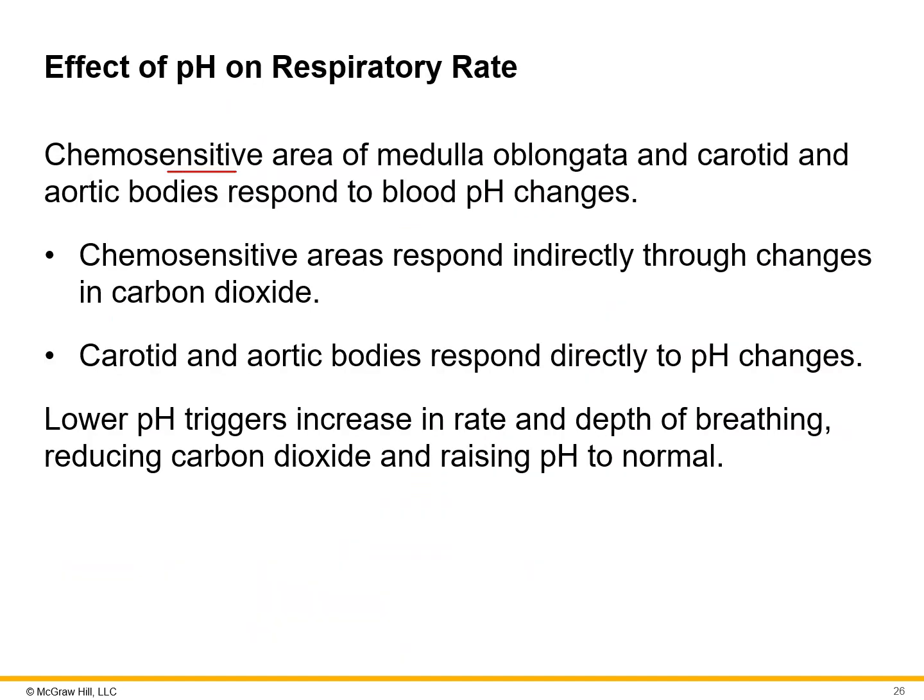So those chemosensitive areas in the carotid and the aortic bodies measure those changes in pH, which is again indirectly due to the carbon dioxide. Carbon dioxide combines with water to form carbonic acid, and that production of acid lowers the pH. So they respond directly to changes in pH. The lower pH is going to increase the rate because we have too much carbon dioxide, so we need to get rid of it. And then if it goes up too much, then we're going to slow our breathing to bring carbon dioxide back to normal.